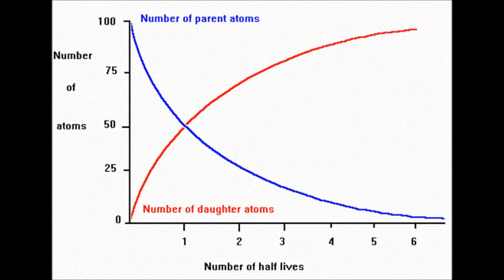A parent isotope is a radioactive form of an element that goes through change to create daughter isotopes. The daughter isotopes can grow and create more daughter isotopes. As you can see, the ratio of daughter isotopes to parent isotopes is equal.